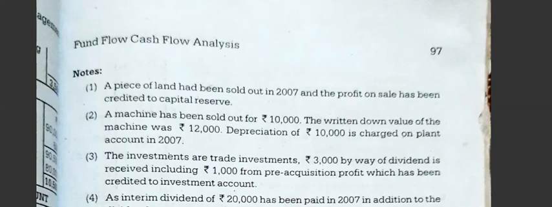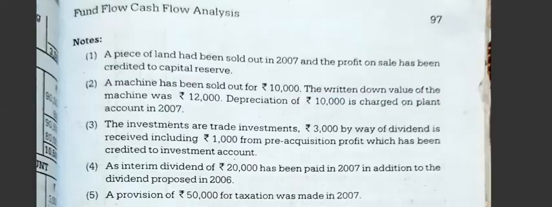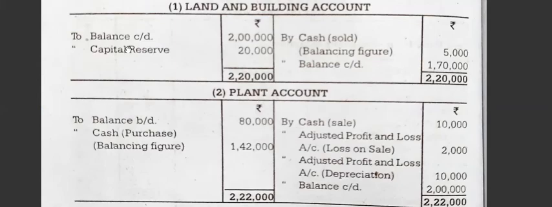Okay, so what is a capital reserve? If you check the problem, the capital reserve is 20,000. So we will open the land and building account to balance. Brought down is 2 lakh, carried down we have to write 1,70,000. Now they have given that it is transferred to capital reserve, so we will open the capital reserve, which is 20,000 here, which is given in the balance sheet.